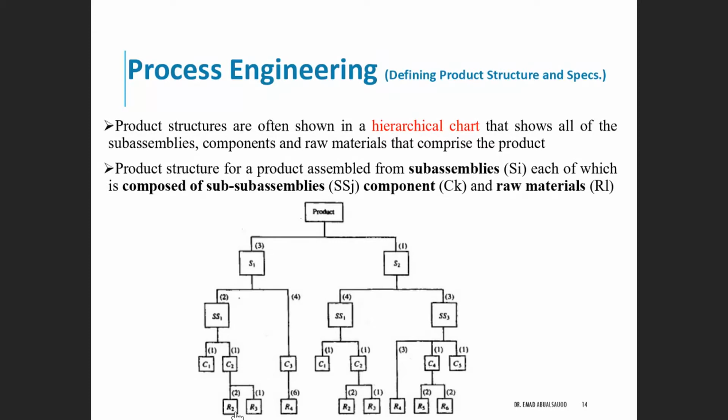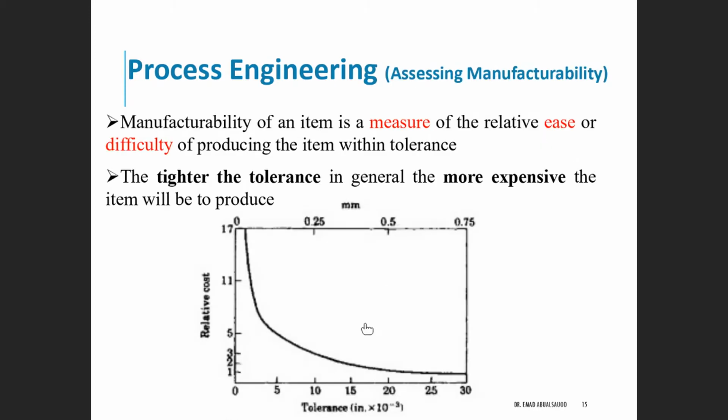So it can all be assembled in one chart, so that you can track the raw material and the components for that product. Moving on with the second step for the process engineering, or designing a process, which is assessing manufacturability. And here, let's read it. Manufacturability of an item is a measure of the relative ease or difficulty of producing an item within tolerance. Tolerance means the specifications, the allowable variation.